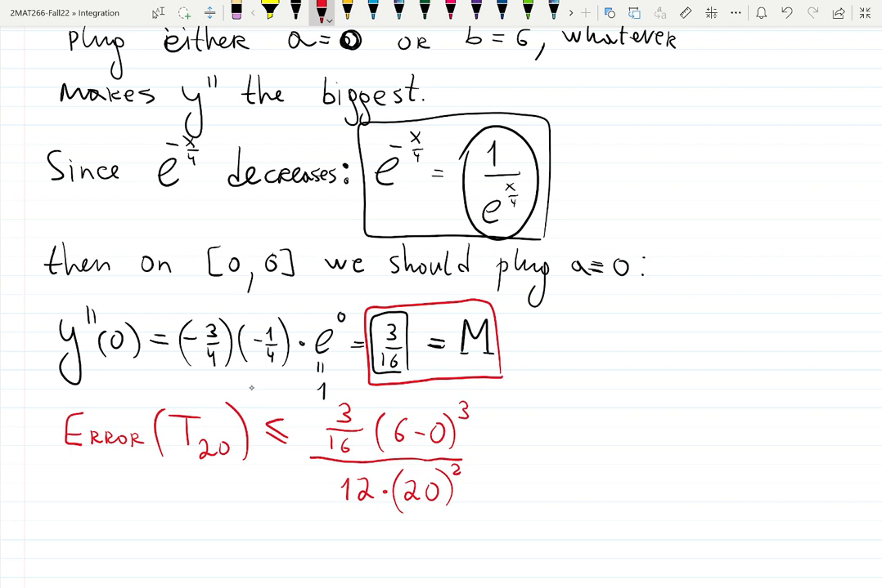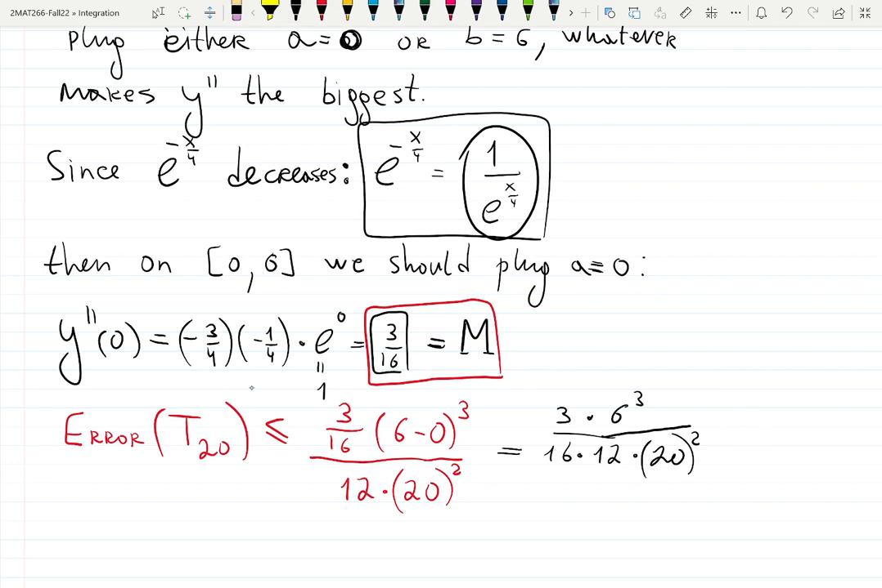Now, we can simplify everything and calculate. So it is exactly 3/16. 16 goes to the denominator. 12 is in the denominator. 20 squared is still there, times 6 cubed, which is 0.